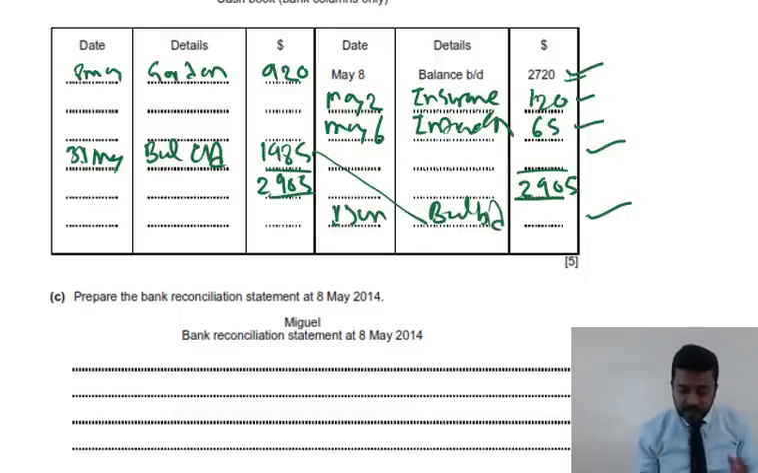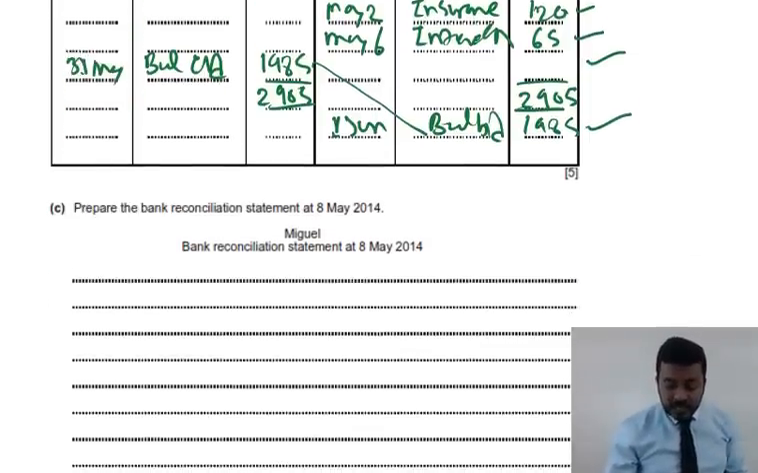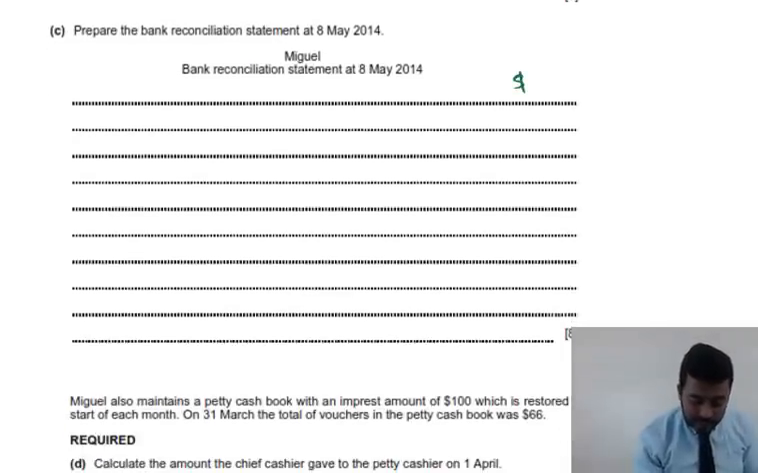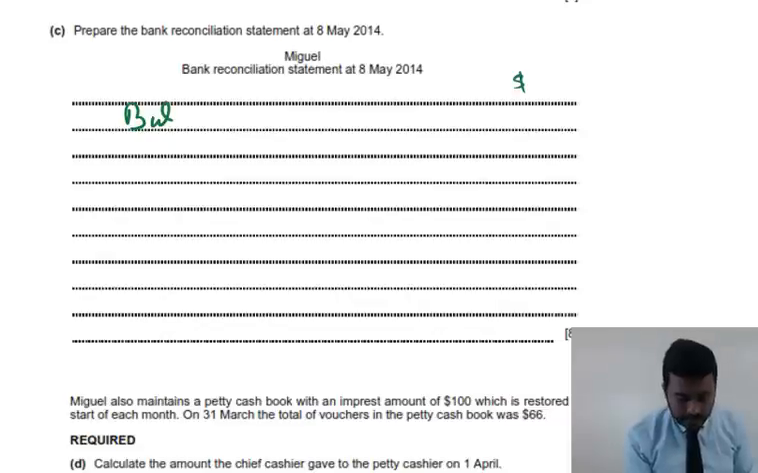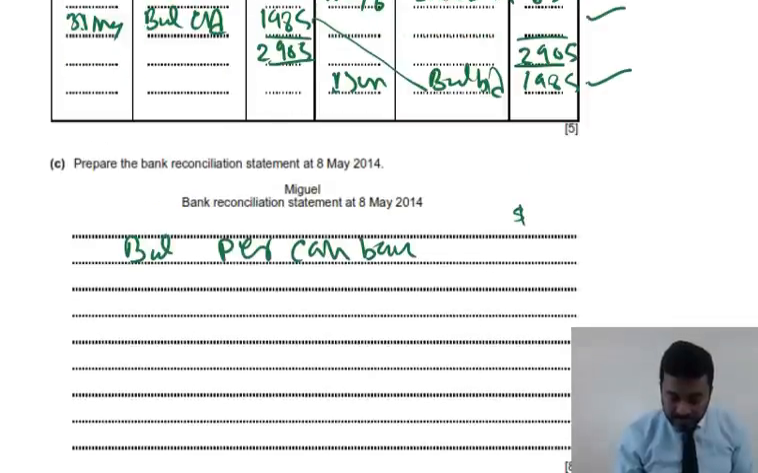You have given very small space. 1985. That's your balancing figure for the cash book. And that's what we start with in the bank reconciliation statement. It's a dollar sign. Balance per cash book. It's a bank overdraft, bear in mind. So it's a minus figure.